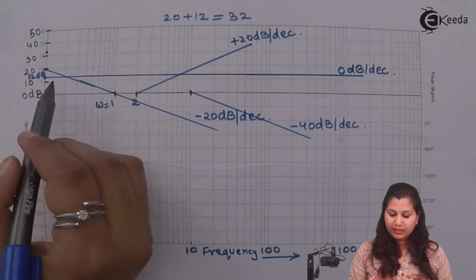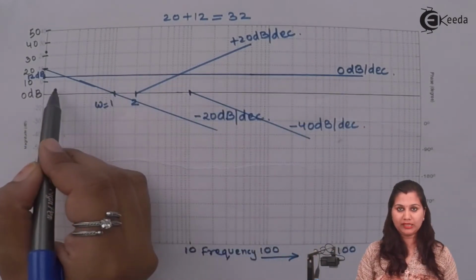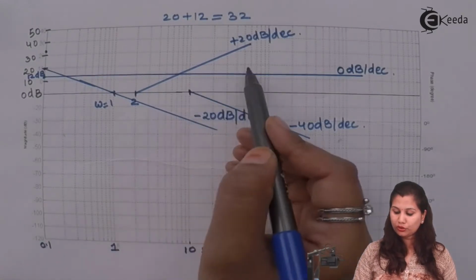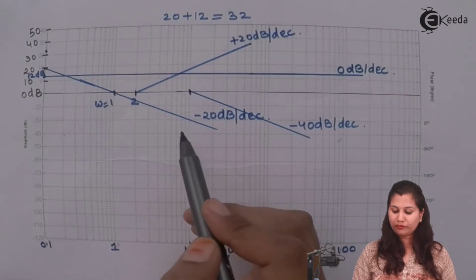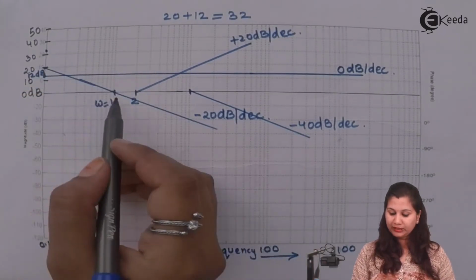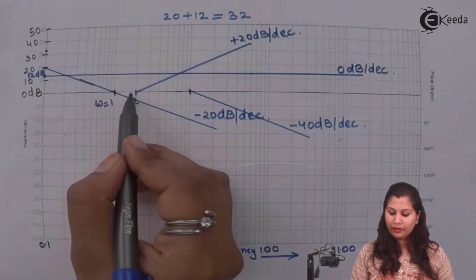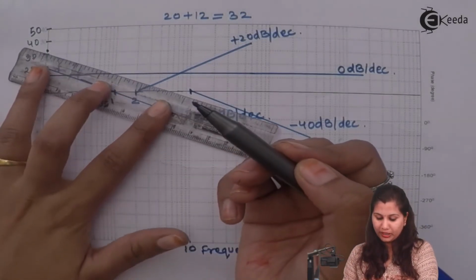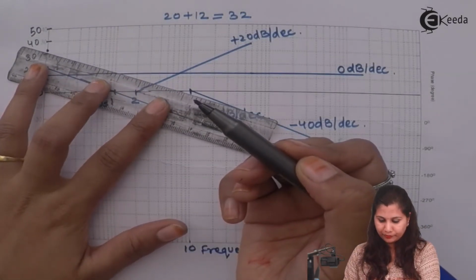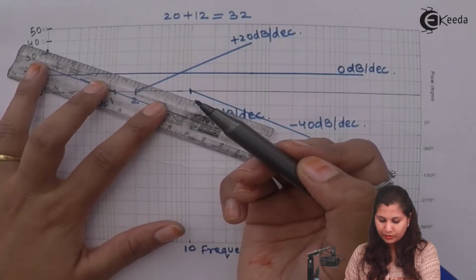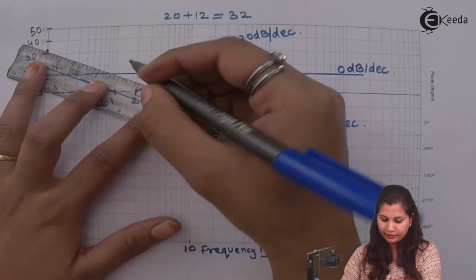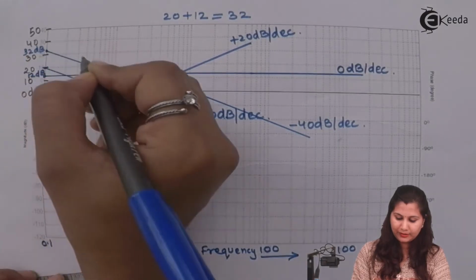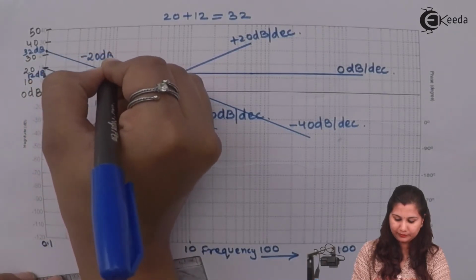Now the slope will be, due to this factor we have the slope 0 dB per decade, and due to this factor we have minus 20 dB per decade. So the total slope will be 0 minus 20. So it will be minus 20 dB per decade till omega equals 2, because after omega equals 2, this third factor has been added. So till omega equals 2, we will have minus 20 dB per decade. This point is 32 dB and the slope is minus 20 dB per decade.